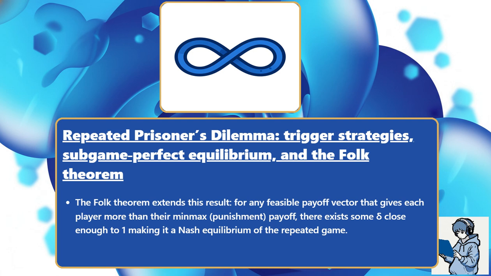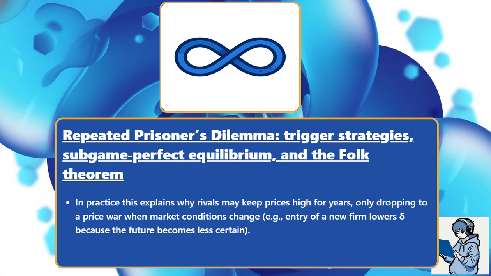The Folk theorem extends this result: for any feasible payoff vector that gives each player more than their min-max or punishment payoff, there exists some δ close enough to 1 making it a Nash equilibrium of the repeated game. In practice, this explains why rivals may keep prices high for years, only dropping to a price war when market conditions change. For example, entry of a new firm lowers δ, because the future becomes less certain.